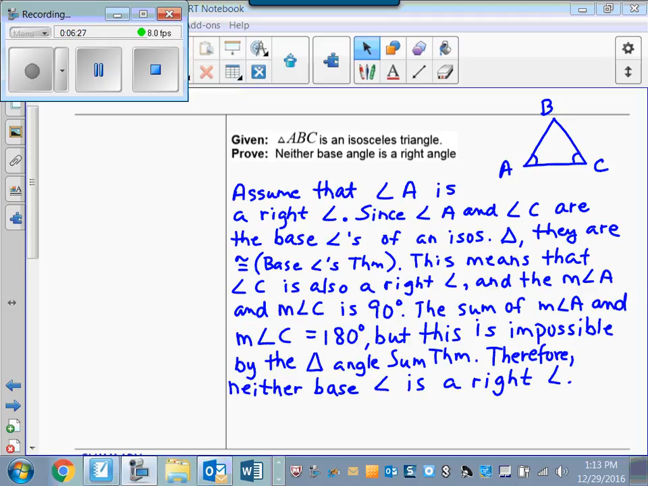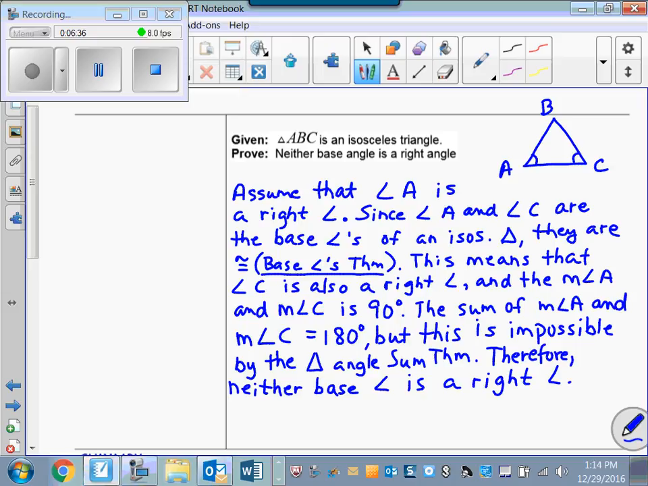Since angles A and C are the base angles of an isosceles triangle, I know they're congruent by the base angles theorem. And you have to state that. How do you know they're congruent? Because of the base angles theorem. Well, this means that angle C would also have to be a right angle if those two are congruent, and each one of those measures would be 90 degrees. If they're both right angles, both of their measures are 90 degrees.